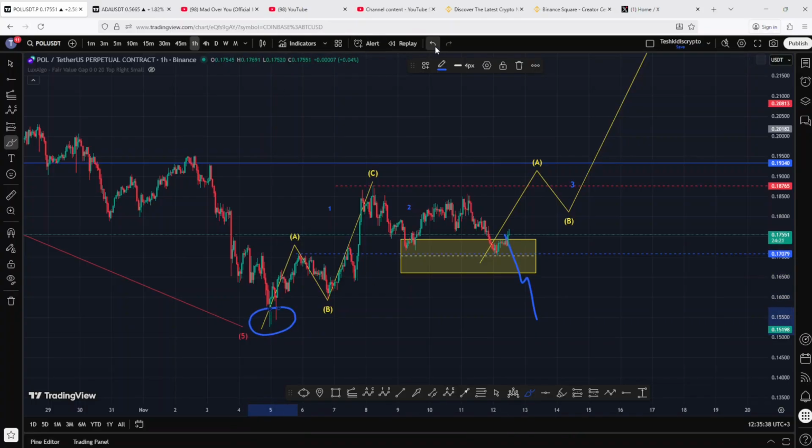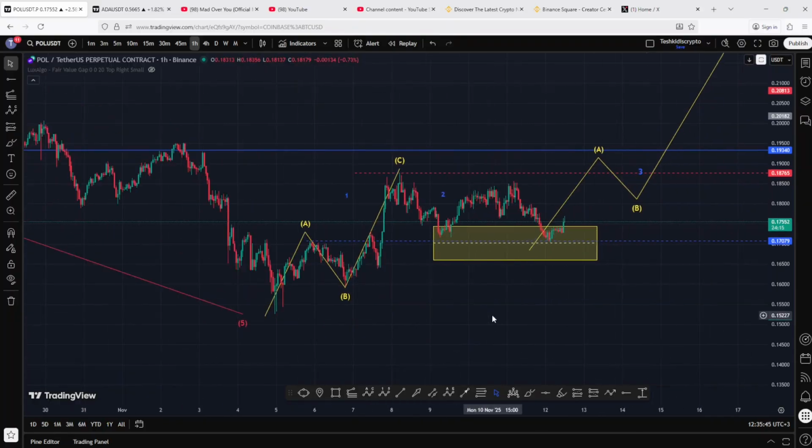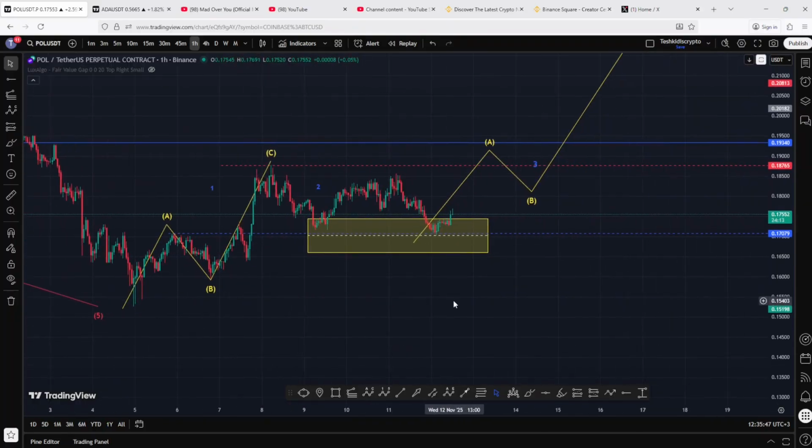So that is the price action that I expect here on the Polygon Matic chart, and let us be patient and see how that plays out, and I will ensure you stay up to date.